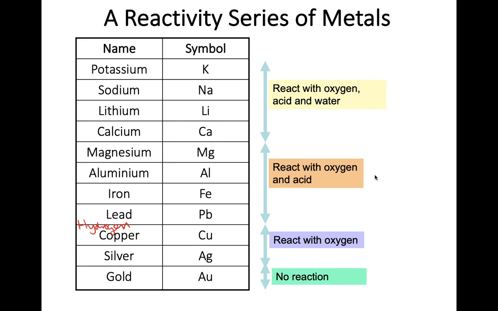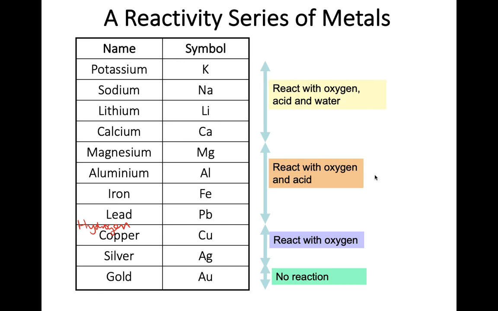On your reactivity series on page 10 of your data booklet, you will have hydrogen included. Now, hydrogen sits in between lead and copper, and it's for you to compare how reactive these metals are compared to how reactive hydrogen is. So copper, silver and gold, they're all less reactive than hydrogen. Lead, iron, aluminium, magnesium, calcium, lithium, sodium, potassium are all more reactive than hydrogen.